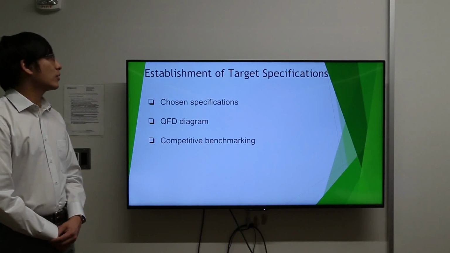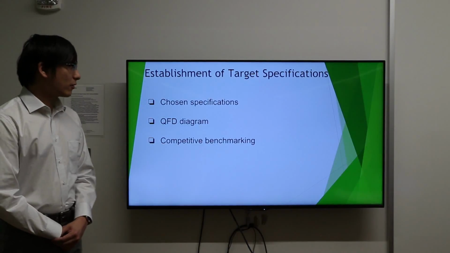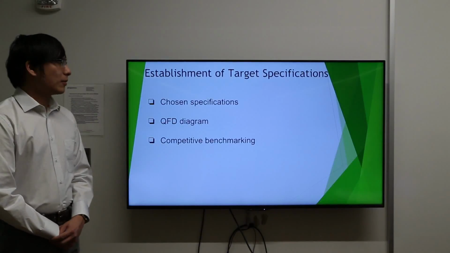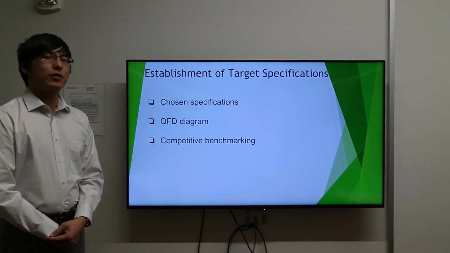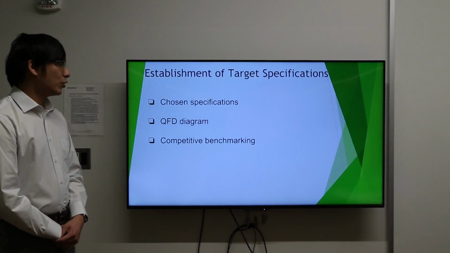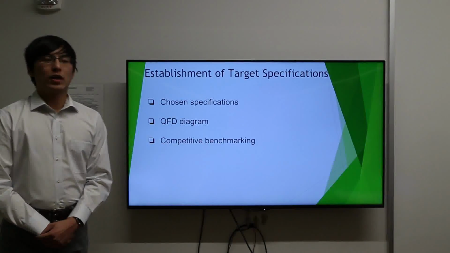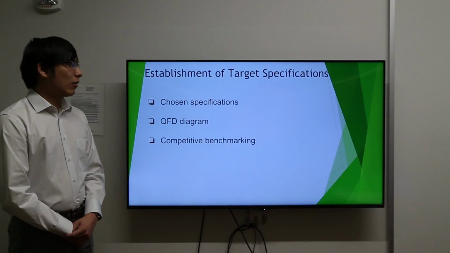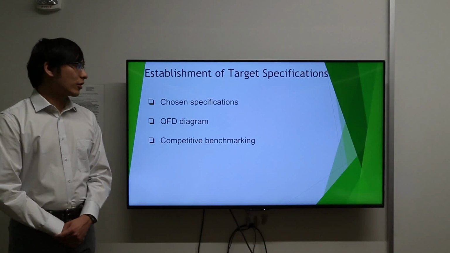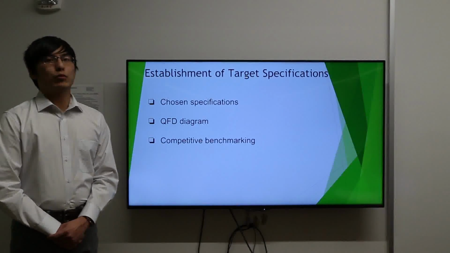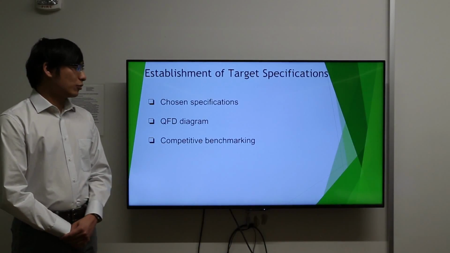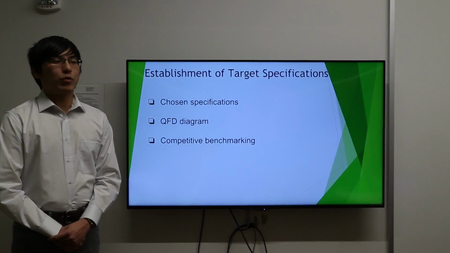So for this part, establishment of target specifications, we first choose a couple of specifications just based on the concept of our product. Then we use the QFD diagram to identify which one is more important. Of course, later on we used competitive benchmarking to compare with our potential competitors to see what we can improve on our project.